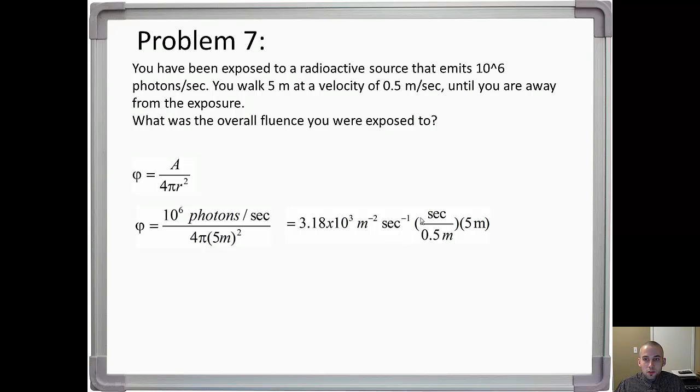So we're going to go ahead and multiply it by seconds to 0.5 meters, which is the velocity. And then we're going to multiply it by meters to get rid of that. So we're getting rid of the seconds, we're getting rid of the meters, and we just have our total fluence. And we have our answer, 3.18 times 10 to the 4 meters to the -2.